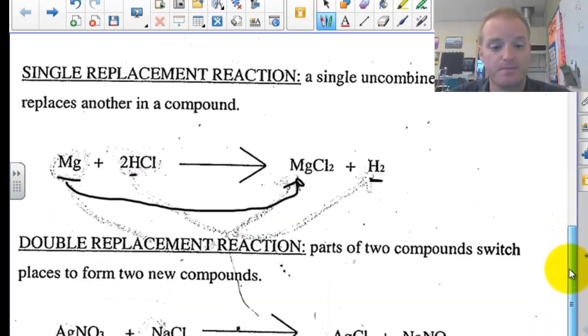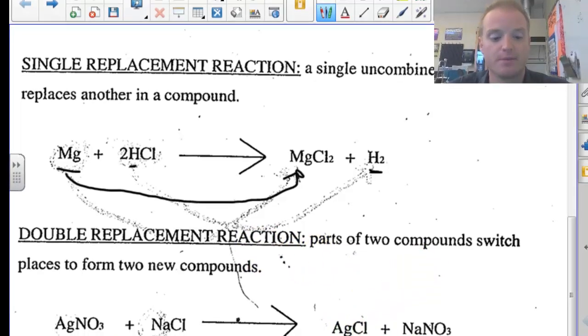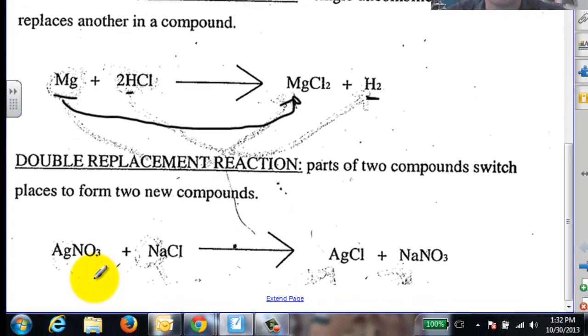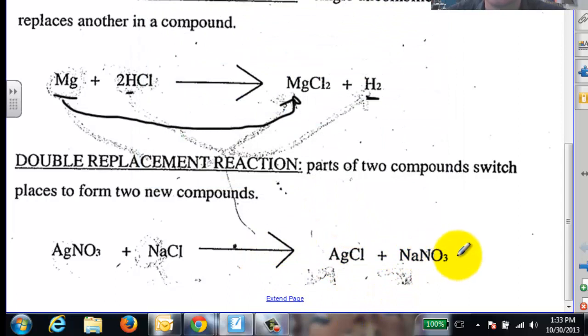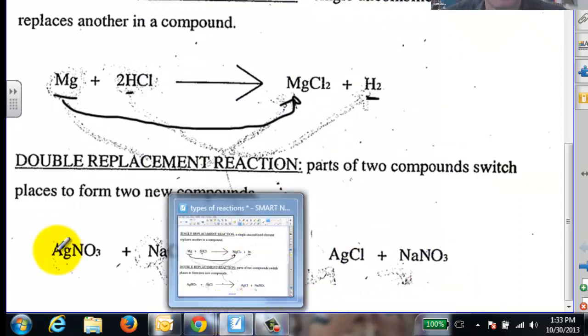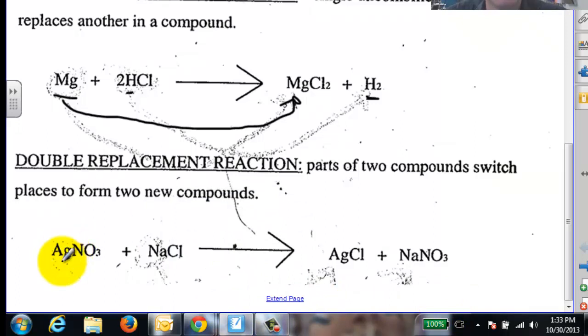Our final type of reaction is known as a double replacement reaction. Now we have two compounds switching places to form two new ones. So we have two different elements swapping places to form two new compounds. Here we have AgNO3 plus NaCl, and there's our reaction, and we get AgCl and NaNO3. What we can see is the silver, Ag, and the sodium switch places, which molecule they are in. Those bonds are broken and reformed.